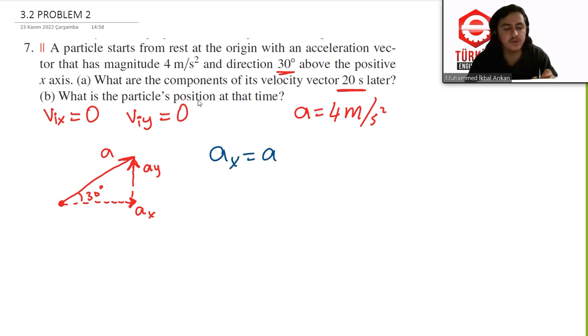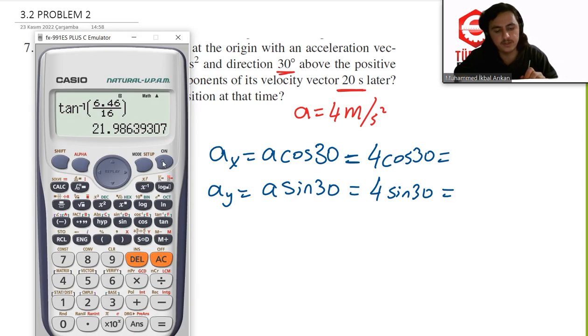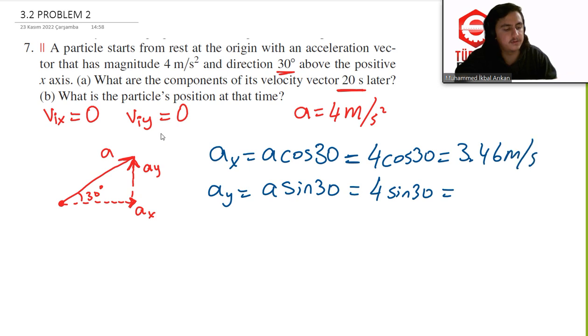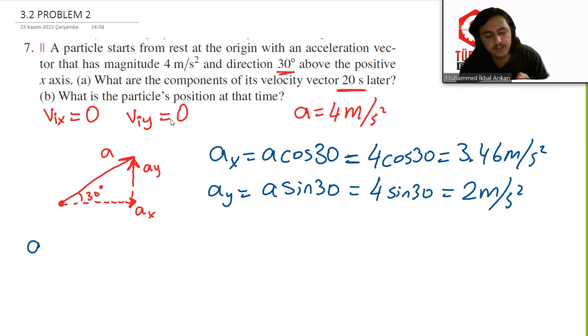So Ax will be equal to A cosine theta, and theta is 30 here. So that will be 4 cosine 30, and Ay will be equal to A sine 30, and actually it is 4 sine 30. That will be equal to what? I will calculate that. So 4 cosine 30 will give me just 3.46. And what about this one? Sine of 30 will give me half, so it is just easily 2 meter per second squared. So I know the acceleration in y and acceleration in x.